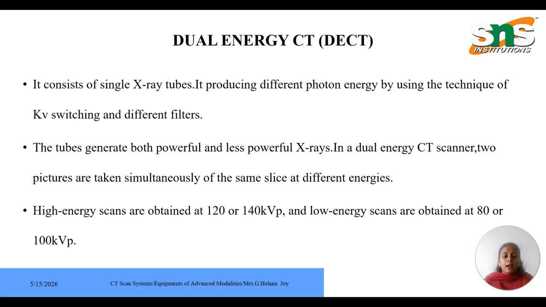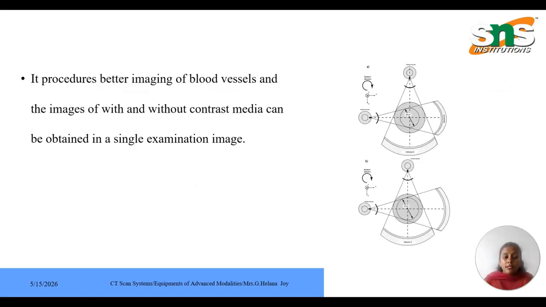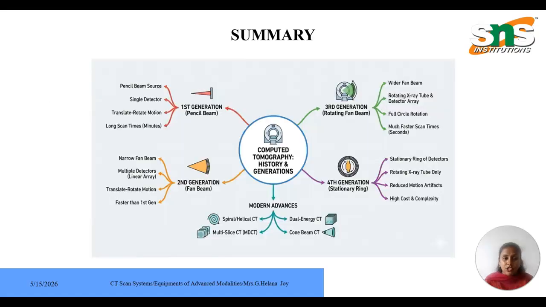Dual energy CT. It consists of a single X-ray tube, but it produces different photon energies by using the technique of kilovoltage switching and different filters. These tubes generate both powerful and less powerful X-rays. In a dual energy CT scanner, two pictures are taken simultaneously of the same space at different energies. High energy scans are obtained at 120 to 140 kVp and low energy scans are obtained at 80 to 100 kVp. So it produces better imaging of blood vessels, and images with or without contrast media can be obtained in a single examination.